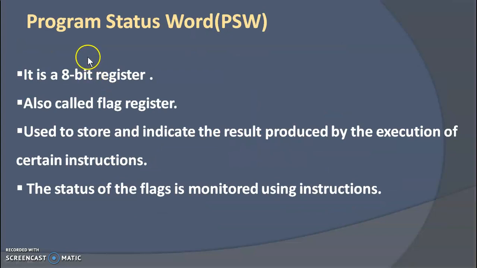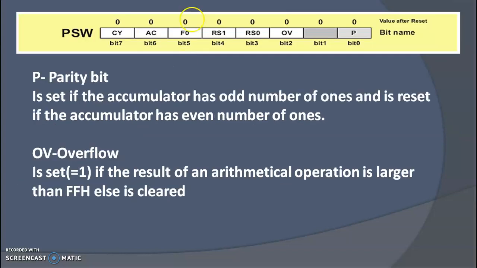Then next special function register is program status word register. It's an 8-bit register which is also called as flag register. It is used to indicate the result produced after the execution of certain instructions. And the status flags in the program status word register can be monitored using various instructions. This is the PSW register which has 8 bits.